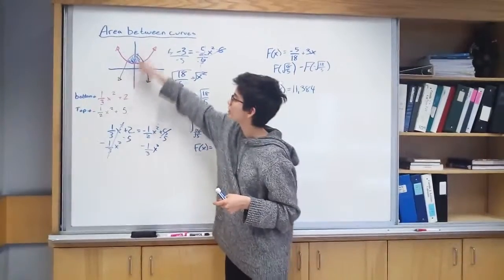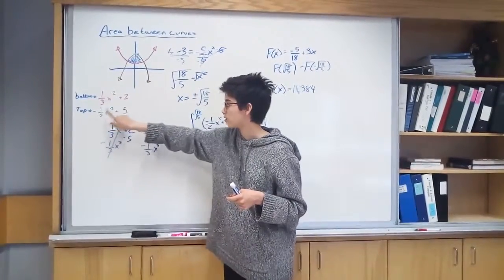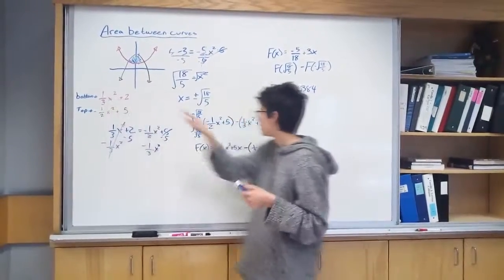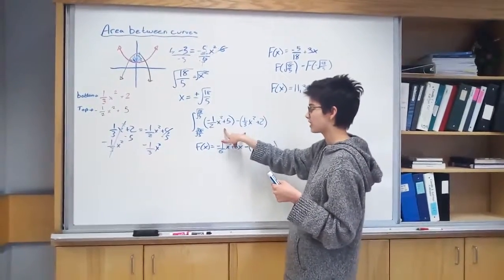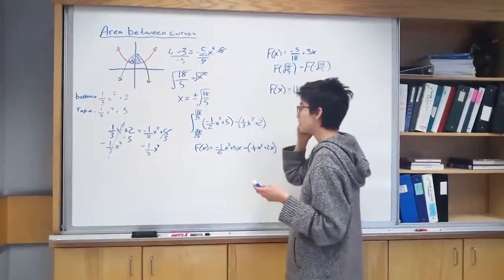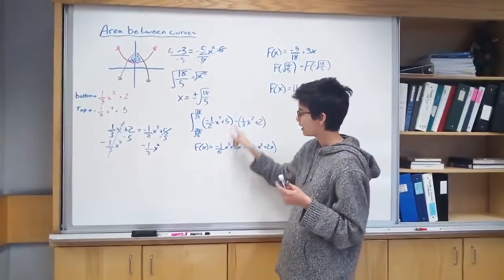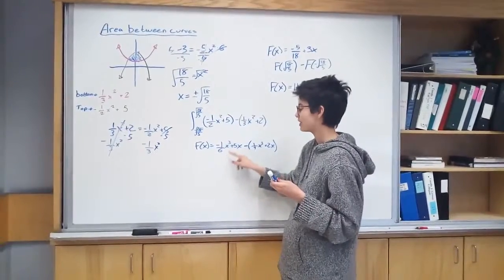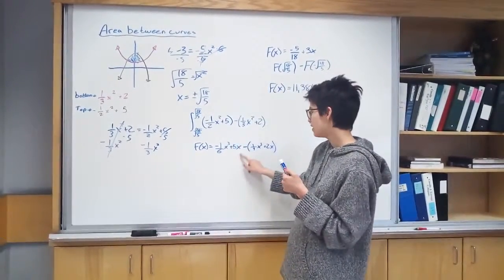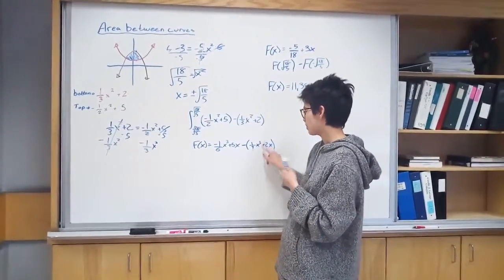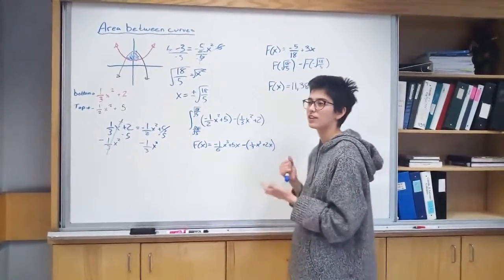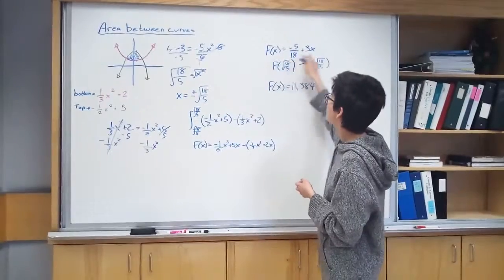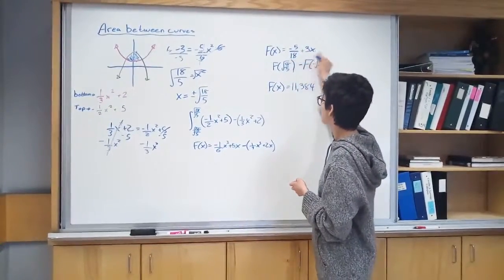And our top one is the black one here, which is negative 1/2 x squared plus 5. And the bottom is the pink 1/3 x squared plus 2. So I have them subtracting each other, and then we took the antiderivative, and the antiderivative of this one is negative 1 over 6 x to the 3 plus 5x minus 1/3 x to the 3 plus 2x. This one is very simple, and you can just subtract them together, and we end up with f of x is equal to negative 5 over 18 x cubed plus 3x.